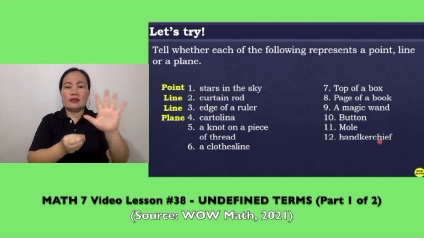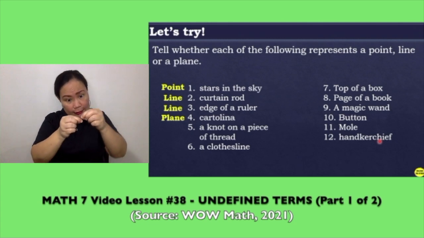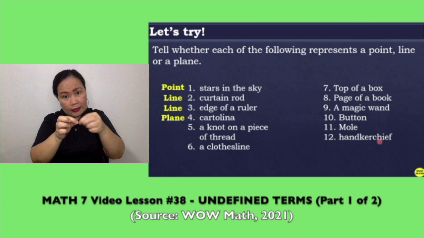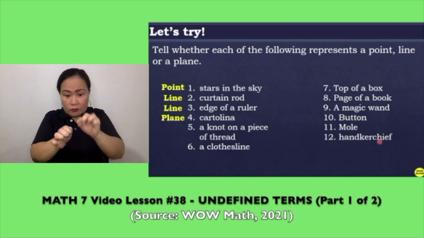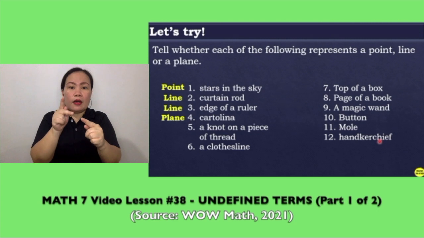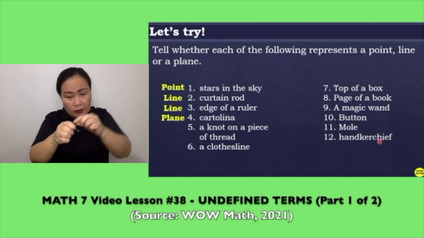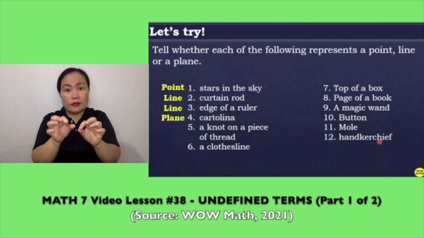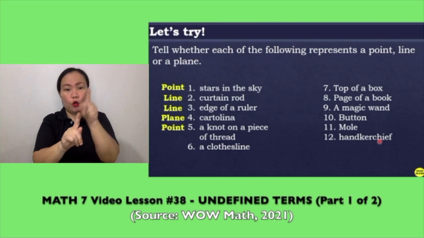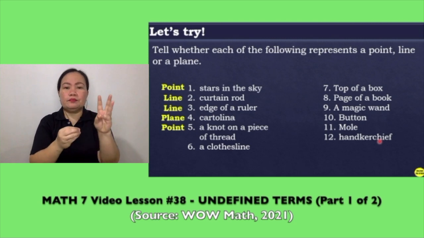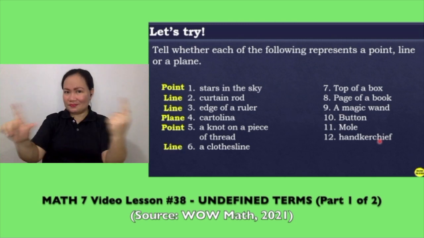And then, a knot on a piece of thread. Okay, pag sinabi nating knot, yung buhol. Hindi yung mismong thread. Pag sinabing thread, yung sinulid, that is a line. Okay? Pero, ang sinasabi dito, a knot. So, pag sinabing a knot, yung buhol. Okay? Pag may binuhol ka dun sa sinulid. So, that is already a point. Okay? A clothesline, sampayan. Okay, so this is a line.